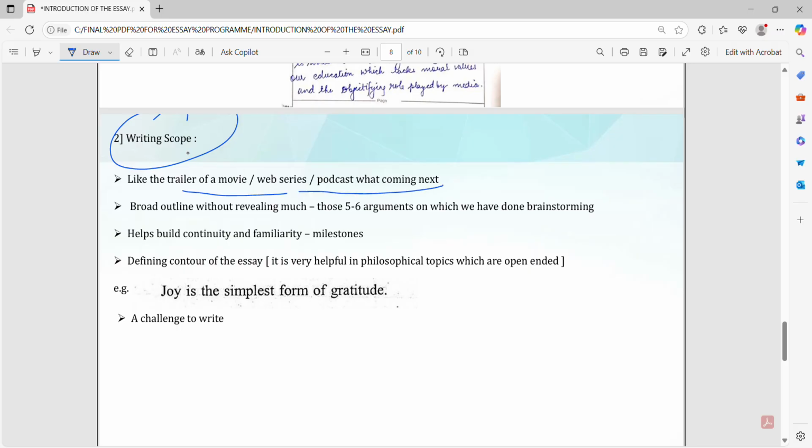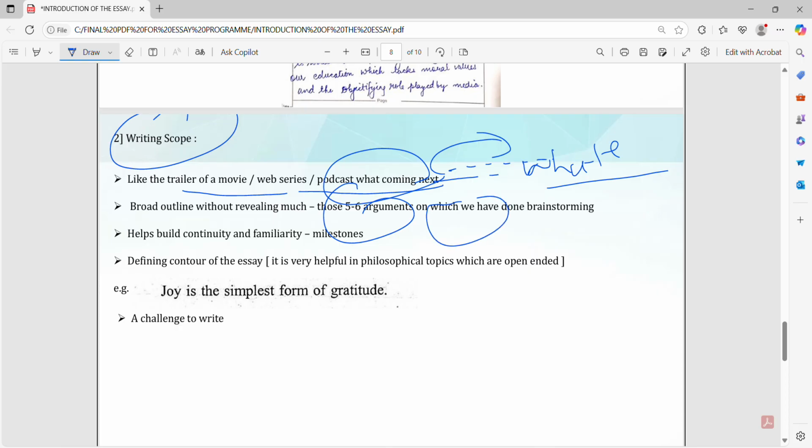Writing the scope is like a trailer of a web series or podcast. Nowadays they clip a small part and show what is coming next. That is writing the scope: a broad outline without revealing much. Five to six arguments. This scope has to be written after brainstorming. We create four to five major micro dimensions, and that is written in the scope. So after writing the scope, we give the examiner an idea of what we are going to write in the essay.